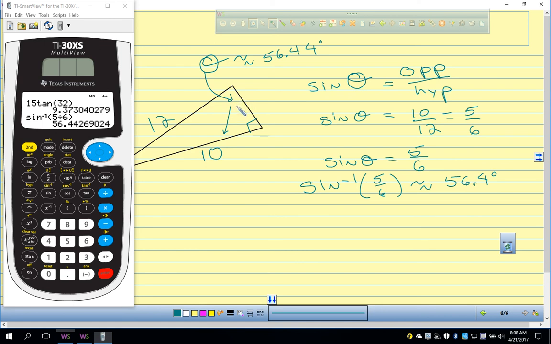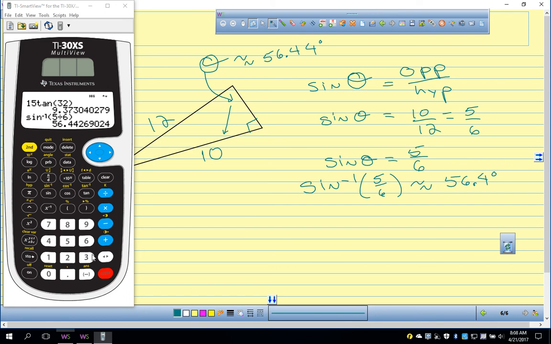And back in the olden days, we used to have to look in the book. You'd have to figure out, okay, 5 over 6, that's like 0.8 something. And you'd have to go to your trig tables, and you'd look up a bunch of numbers and say, oh, that's closest to 56 point something degrees, and you'd have to kind of do it analytically. But now you have calculators that do that all for you, okay?